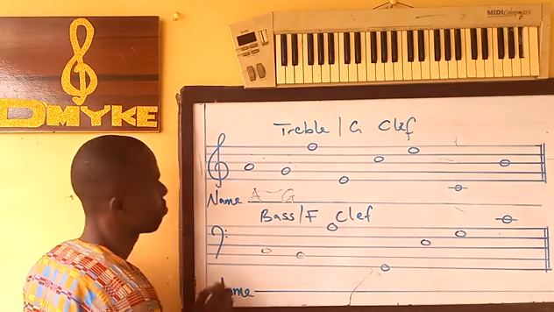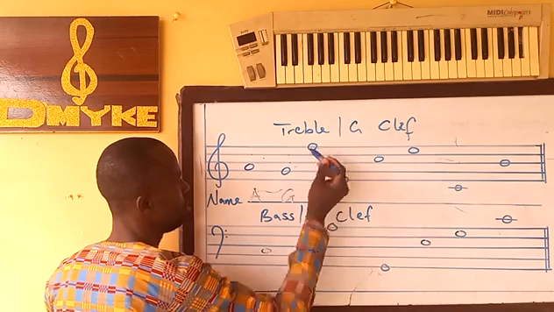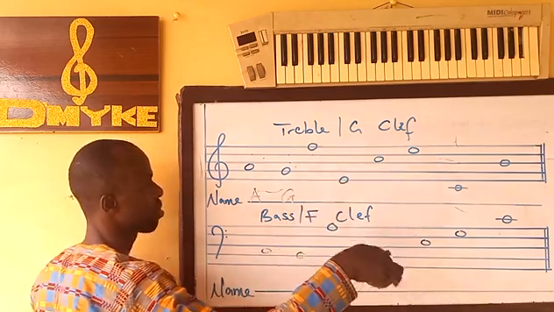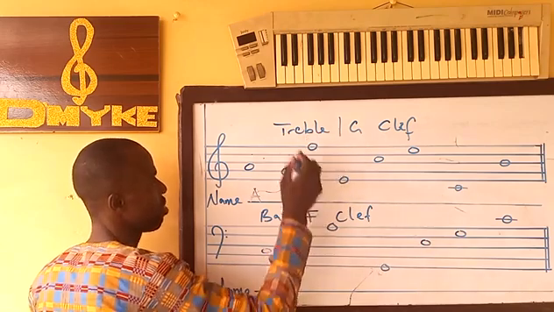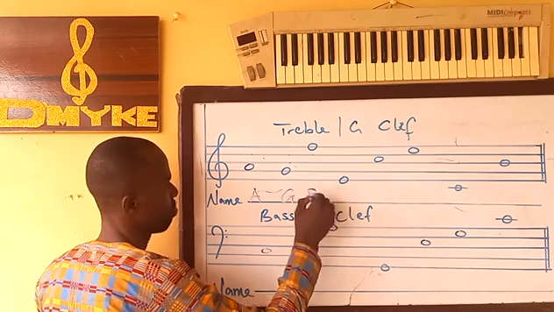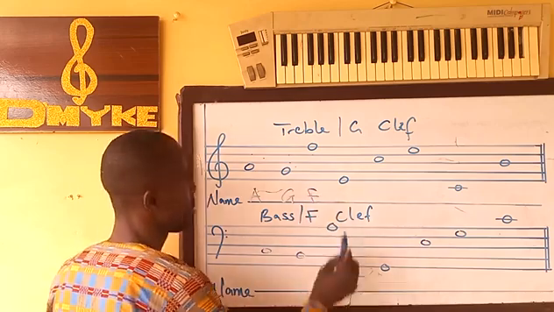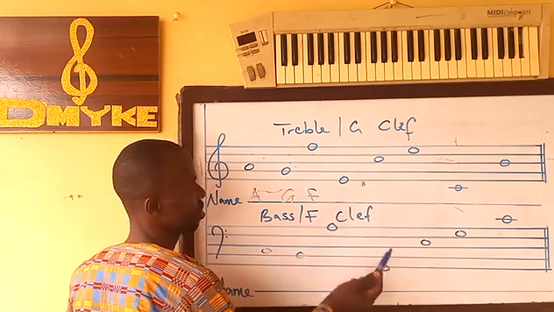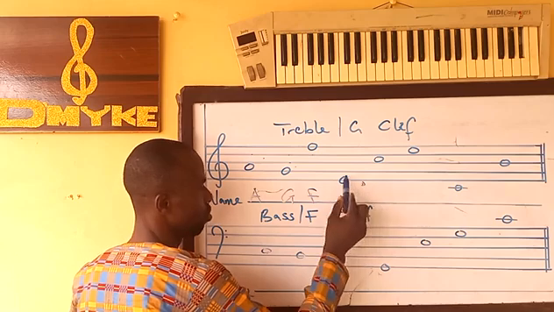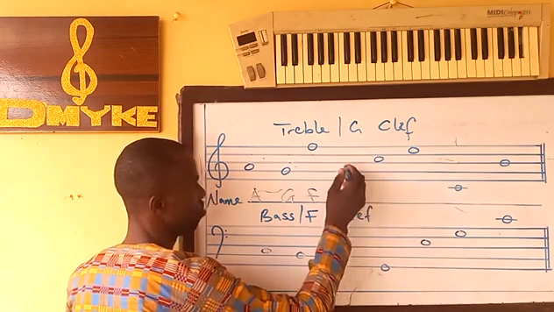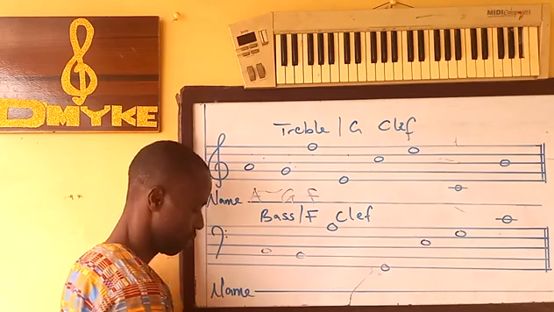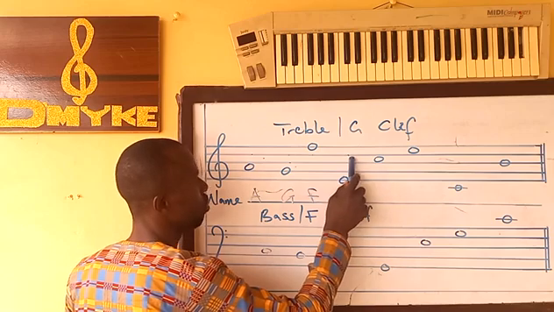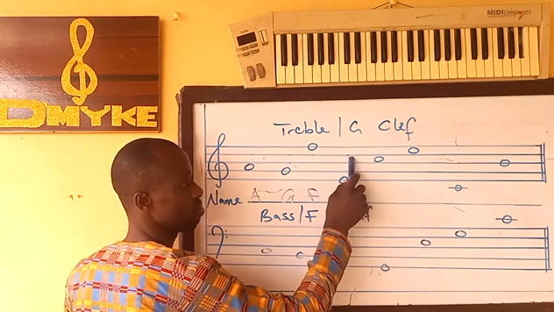Second line is G. Now, if this one is D, the space above it is E. That's E. Then the line above that one is F. If this one is D, or don't forget there's another D under here. If I'm going with this D, that means this one is E. But let's go with the one we've been using. This is D. So if this line is line D, that means the note below D is C.